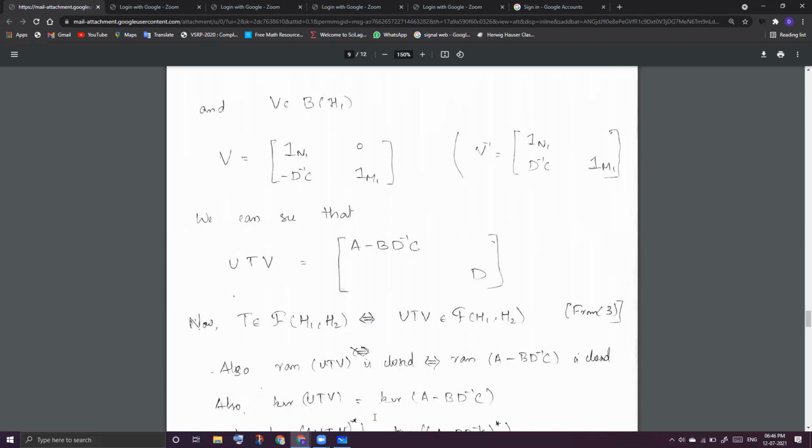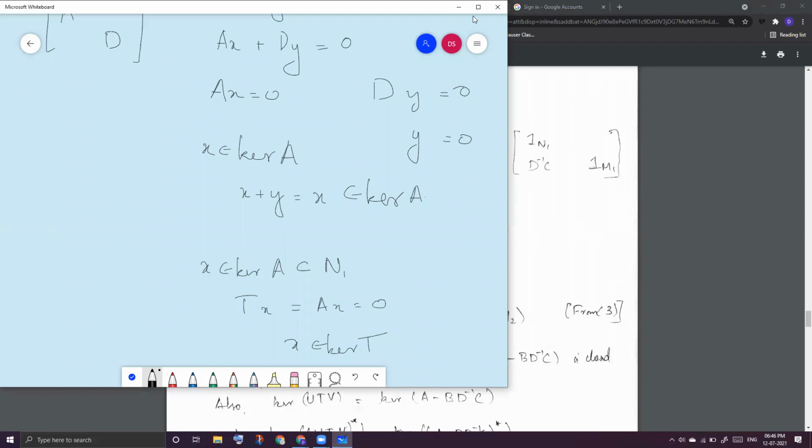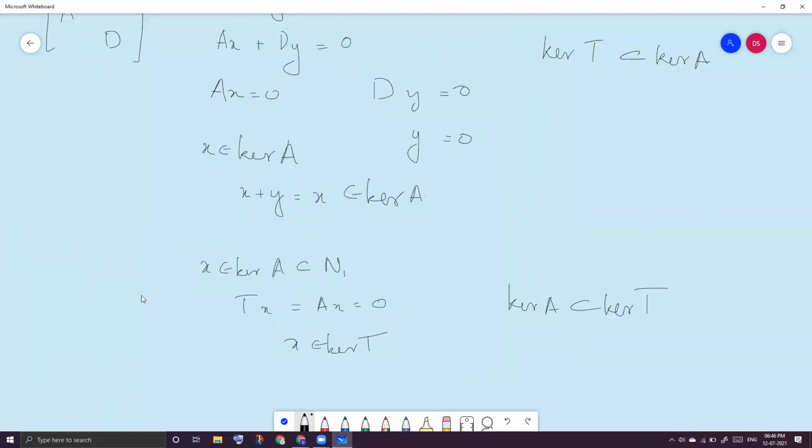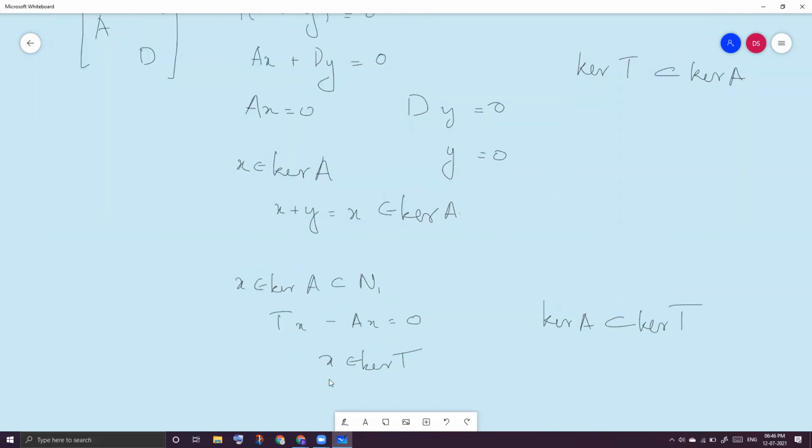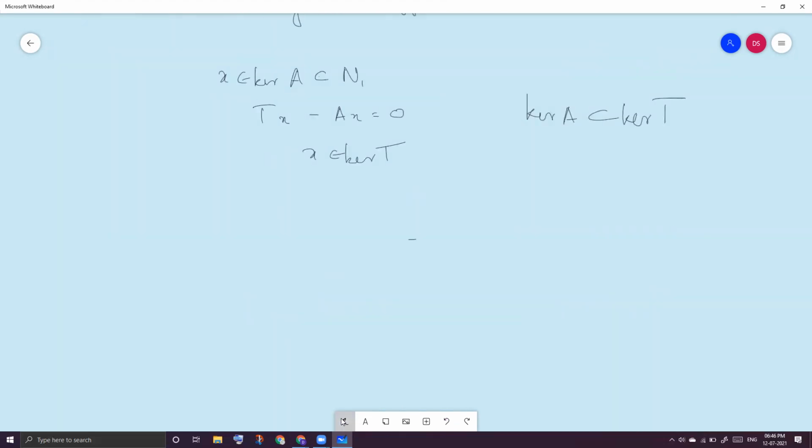So why is this true? This is because we want to prove that the range of T is closed if and only if the range of A minus B D inverse C is closed.